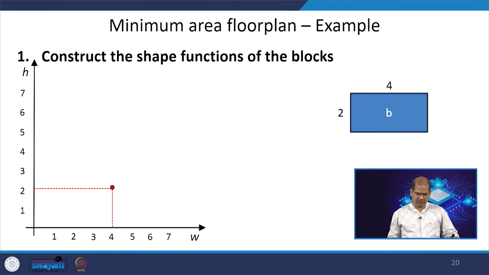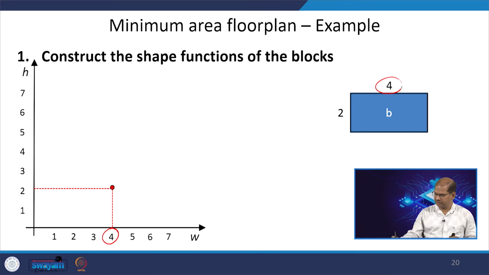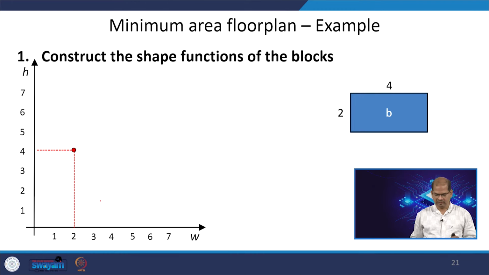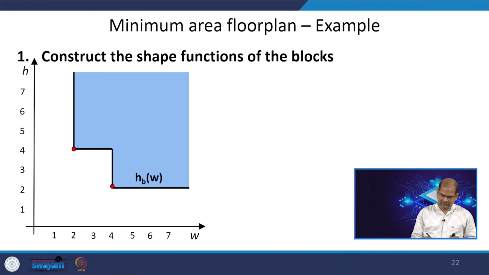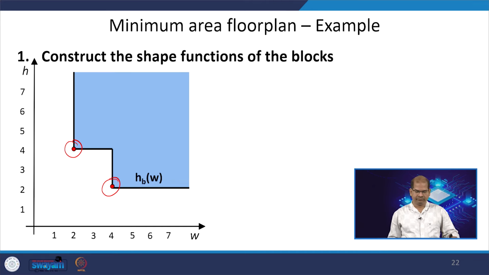Now I have a block B, which also has 2 orientations. The width is basically 4 and the height is 2. So this is a point in the shape function of block B. This is the point for the other orientation of block B. Finally, these 2 are the shape function of block B. Okay, I have 2 blocks, block A and block B, and I have found out both shape functions.